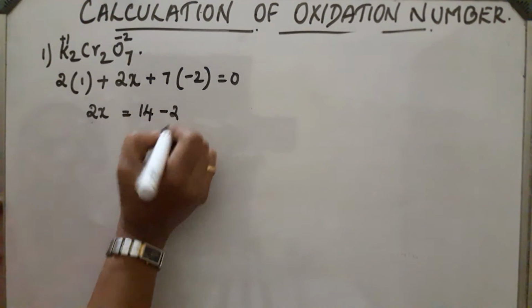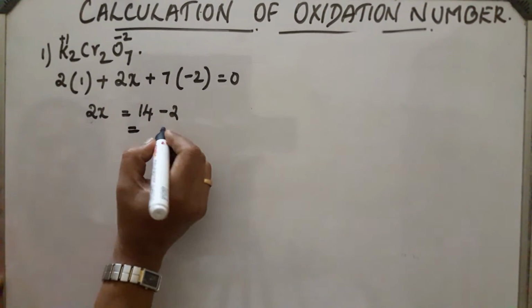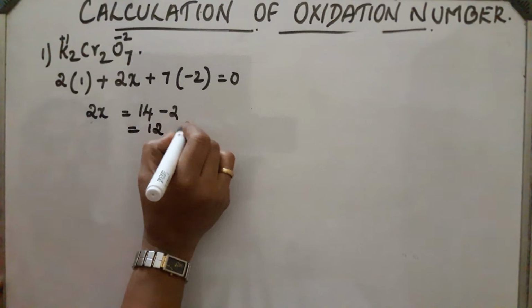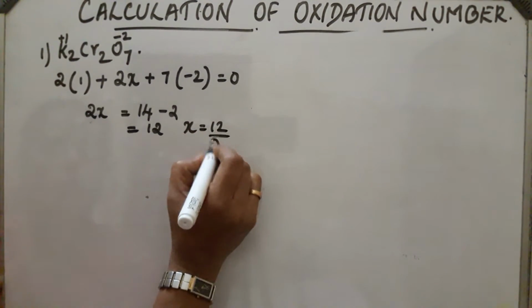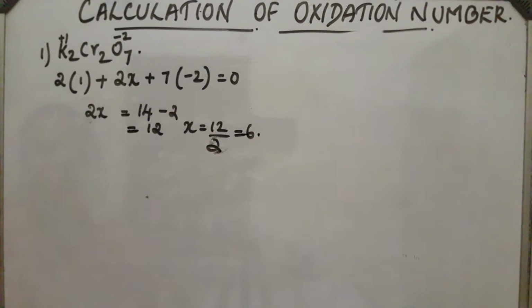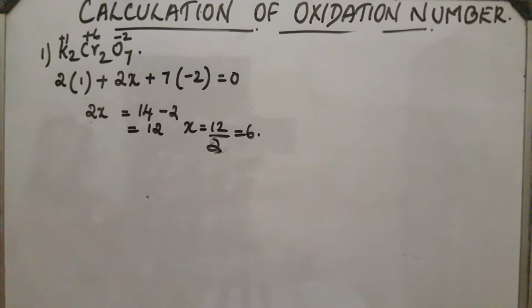So 2x equals 14 minus 2. 14 minus 2 is 12. So x is equal to 12 by 2, that is 6. So the oxidation state of chromium is +6. Like this we can find the oxidation number or oxidation state of unknown elements.